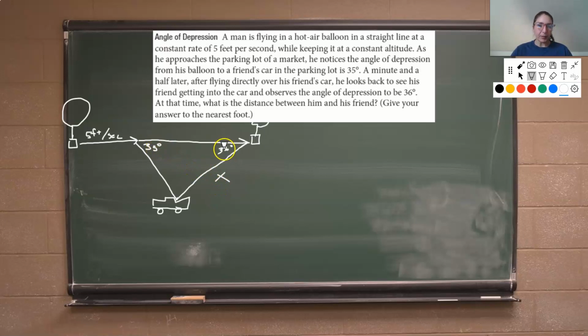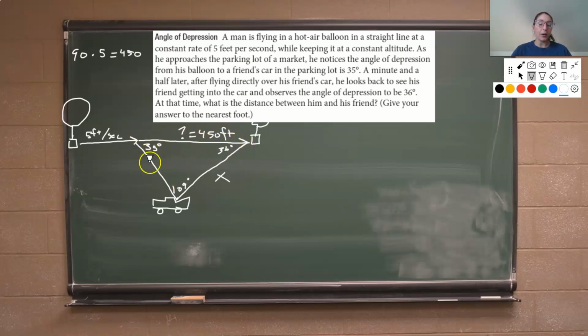First off, I do have two angles, but I don't have the side. I would also really like this angle as well. So if I were to do that, 180 minus 35 minus 36, I would get this angle here is 109. So that's going to be helpful. The question is, though, what is this side here? And how do I figure that out? Well, I knew he went a minute and a half. So he started here, a minute and a half later, he ended here. And I know he's going 5 feet per second. So a minute and a half is 90 seconds times 5 feet per second, which is 450 feet. So this distance here is 450 feet.